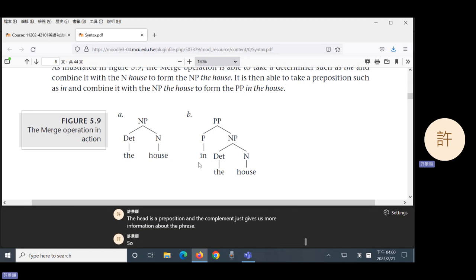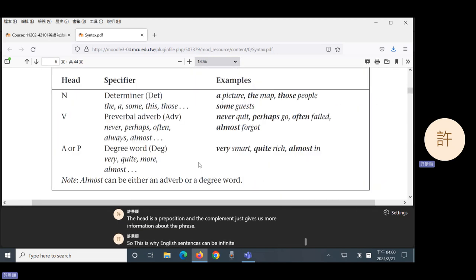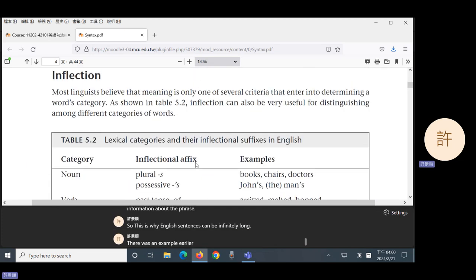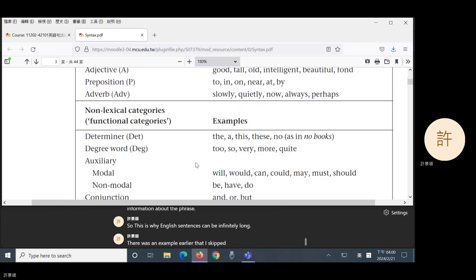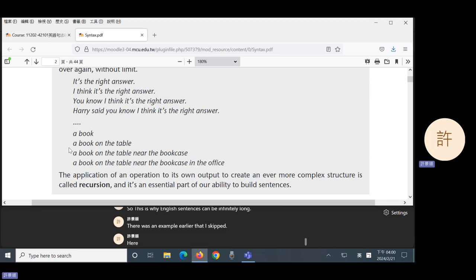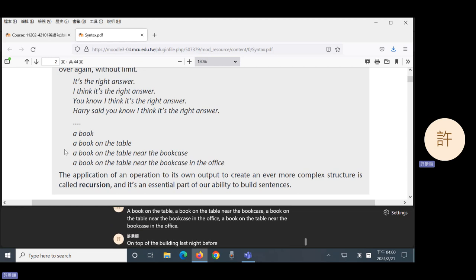So this is why English sentences can be infinitely long. There was an example earlier that I skipped. Here, a book, a book on the table, a book on the table near the bookcase, a book on the table near the bookcase in the office, a book on the table near the bookcase in the office on top of the building last night before the janitor came.